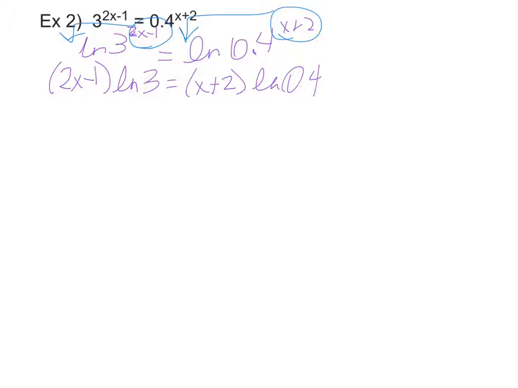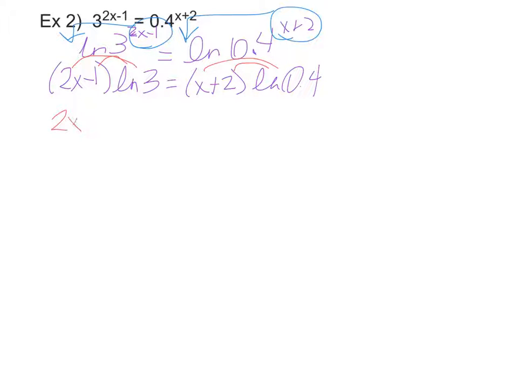Now, the natural log of 3 and the natural log of 0.4, those are literally just numbers. If you type that into your calculator, it'll give you a number. So those are just numbers. It may look a little freaky, but it's not so bad. It's just a number. So I'm going to take this number and distribute it to my parentheses.